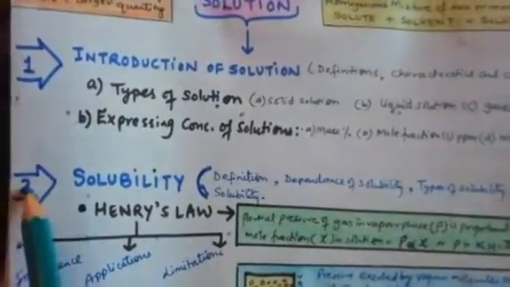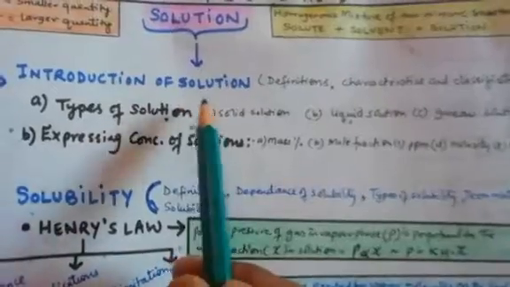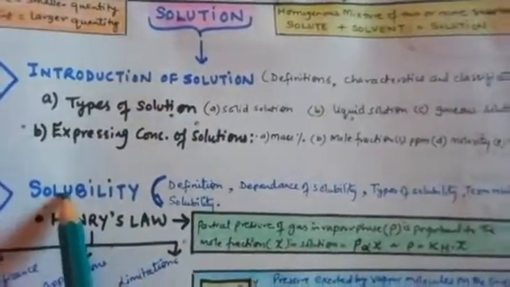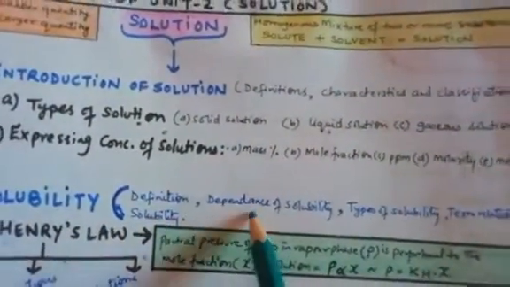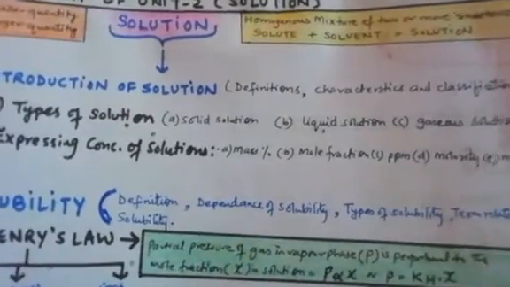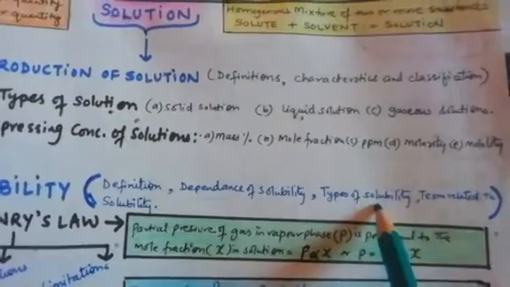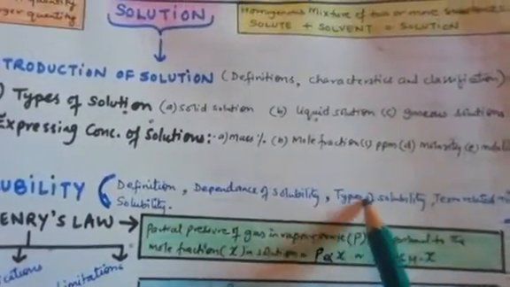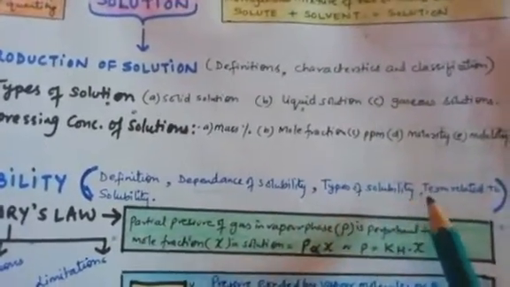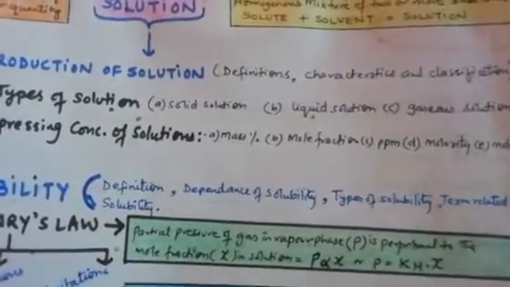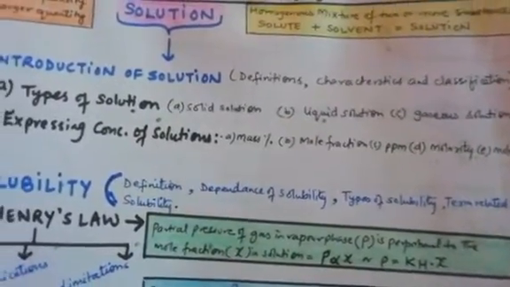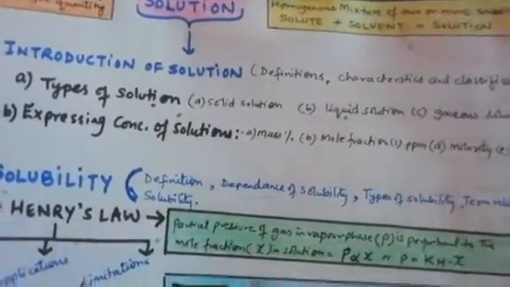So after that, the second topic was solubility. Once you know about the solution, then we are discussing the solubility, in which the definition of solubility we did, and the dependence of solubility, in which nature of solute, nature of solvent, temperature, and pressure are the factors. Types of solubility we did, 2 types, solid in liquid and liquid in liquid, and some terms related to solubility, in which dissolution, crystallization, saturation, unsaturation, all these things we did last week.